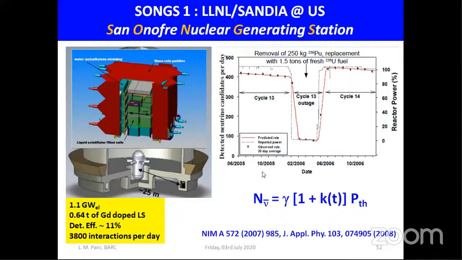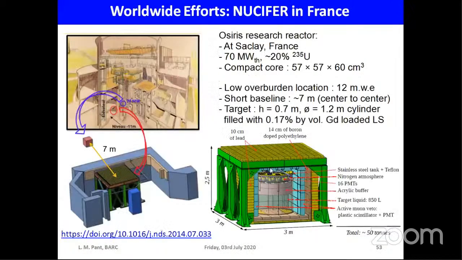So I move to the next one, which is Nucifer in France. If you can see on the top left, again, this detector is embedded inside the reactor in a basement and very well shielded with concrete and other things. This is a very compact core reactor with about, as you can see, 57 by 57 by 60 centimeter cube. And it's an enriched core. But again, you have about 1 ton of liquid scintillator at a distance of 7 meters. This is the closest experiment to a reactor core that we can see.